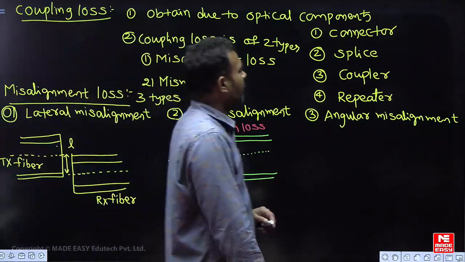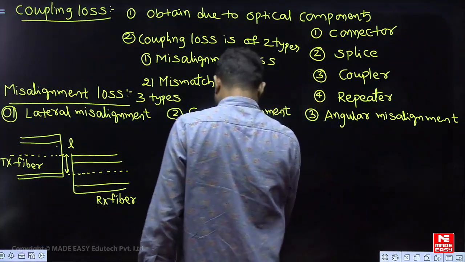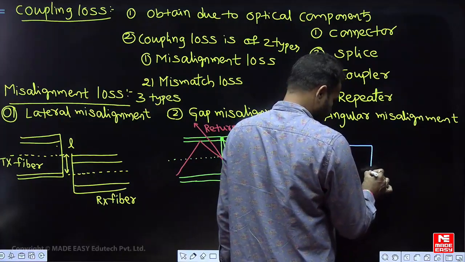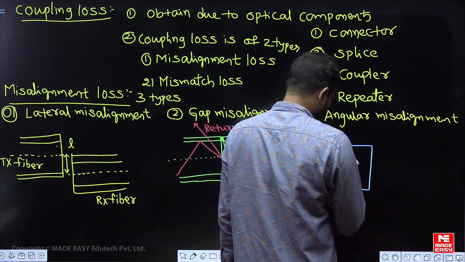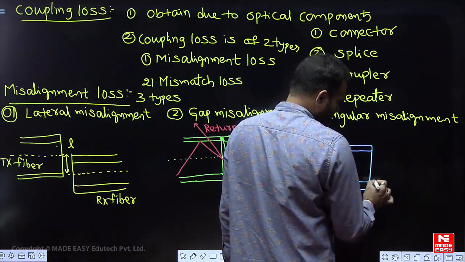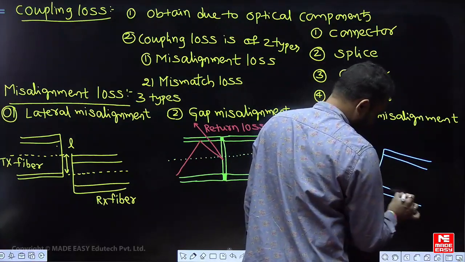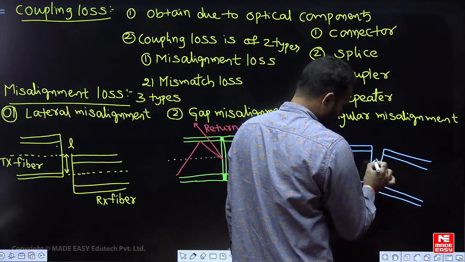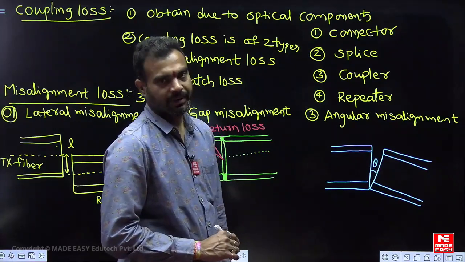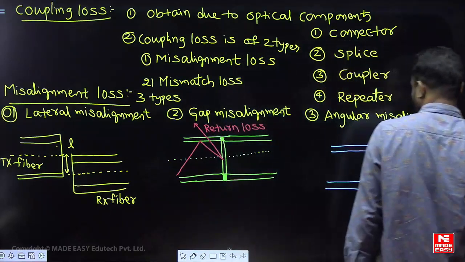Next one is angular misalignment, bhaiya. When you talk about angular misalignment, the shape looks like this. It is called angular misalignment. Some gap is present, and that gap is called theta, which is the angular misalignment. This angular misalignment creates a problem where the light gets deflected.